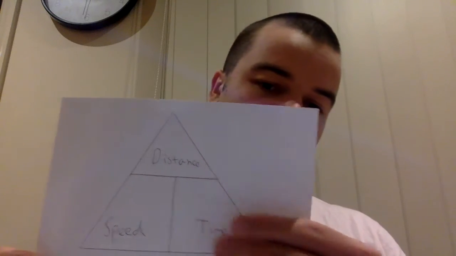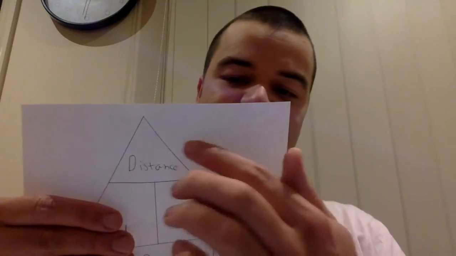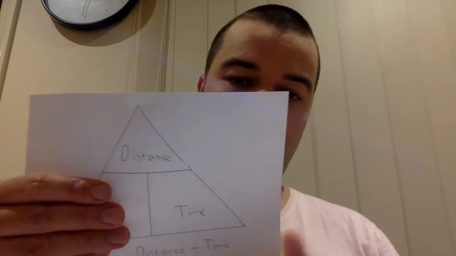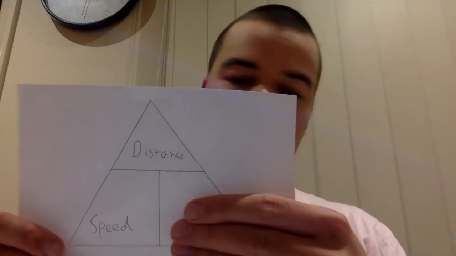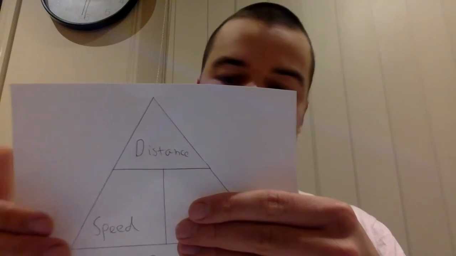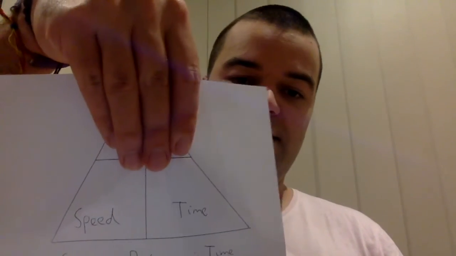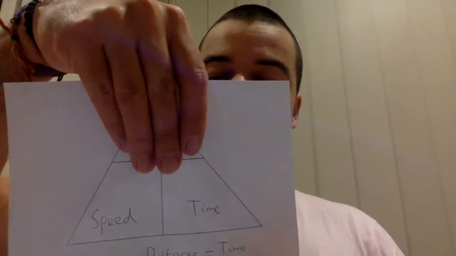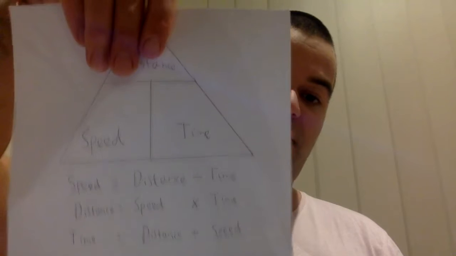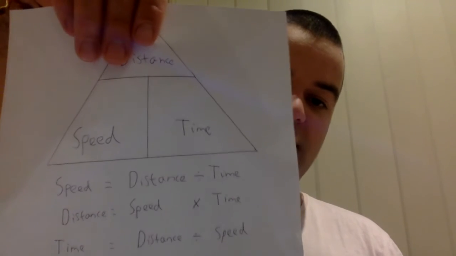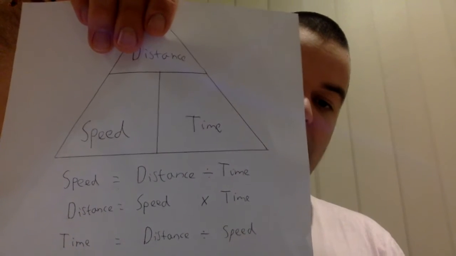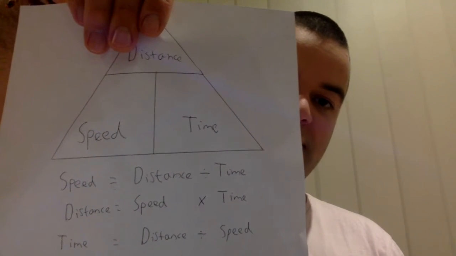So if I cover up speed, I'm left with distance and time above each other, meaning I divide distance by time. If I cover up time, I'm left with distance above speed, so I do distance divided by speed. If I cover up distance, I have speed and time, so I do speed multiplied by time. Okay, so those are the three formulas we use. Speed equals distance divided by time, distance equals speed times time, time equals distance divided by speed.